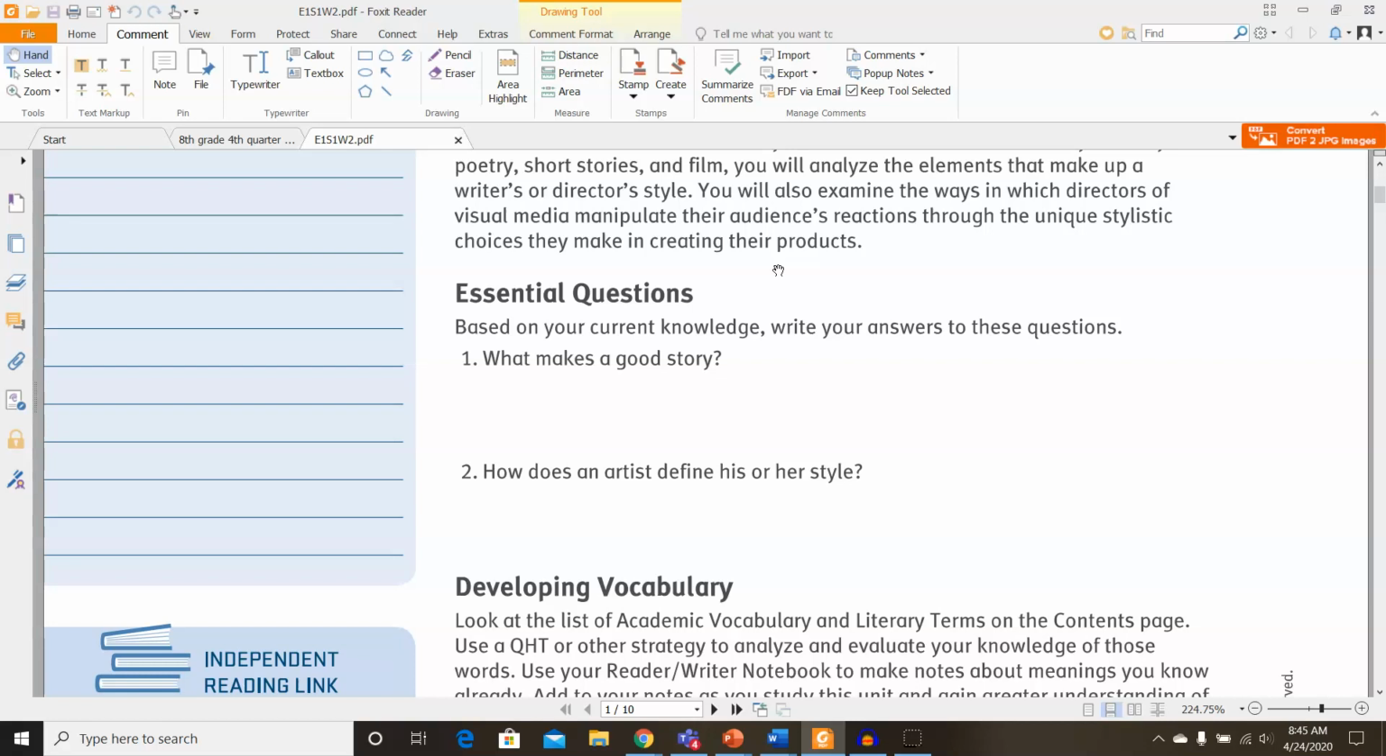For number 2, how does an artist define his or her style? This one you're going to have to kind of put yourself in another person's shoes if you're not an artist yourself. So think about what it would be like to be an artist and how you would probably see your own style as an artist. Like, how would you define your style? And then think about how an artist similarly defines their style.